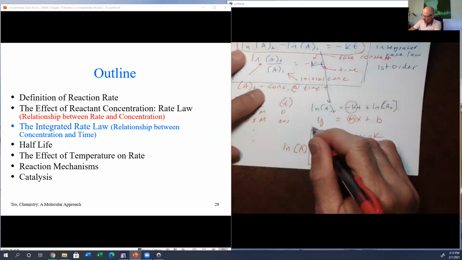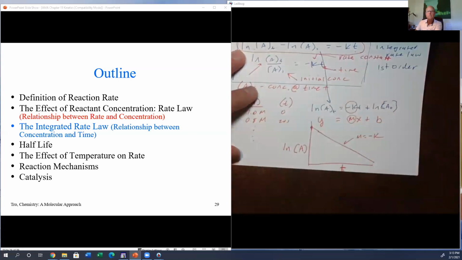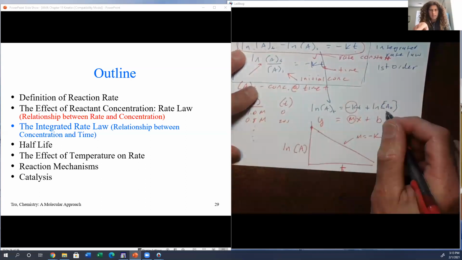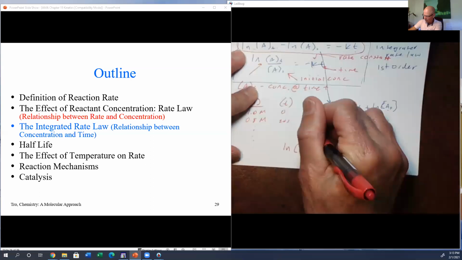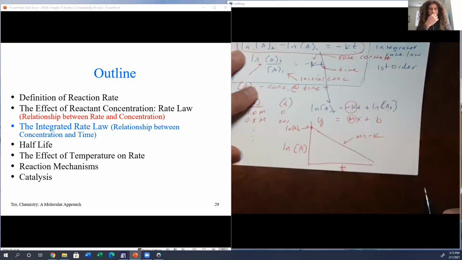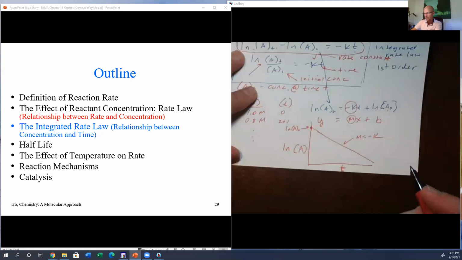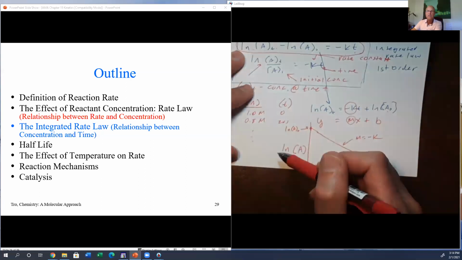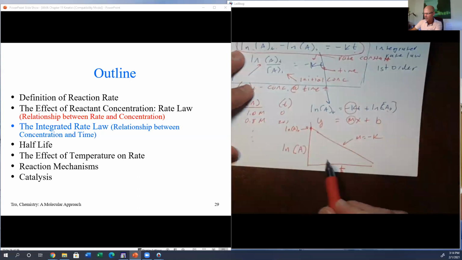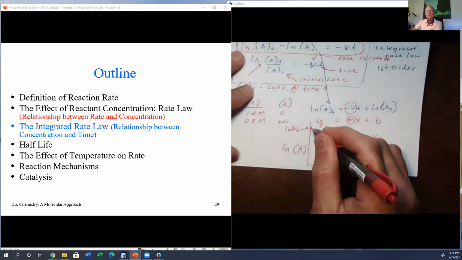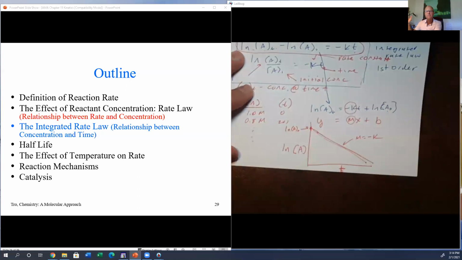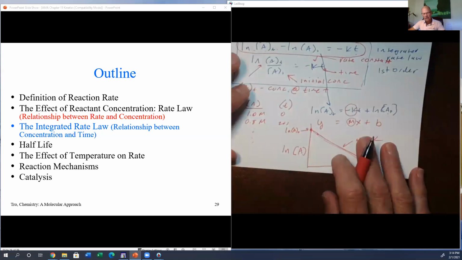So that slope is equal to minus k. And what would be the intercept? The natural log of A0. So the intercept would be log of A0. Cool, right? So you can figure out the order of a reaction simply by monitoring the concentration as a function of time. If it's first order, you would make a plot of log of A versus time. And if that's a straight line, bam, first order. Okay? And from the slope, you can get the rate constant k.